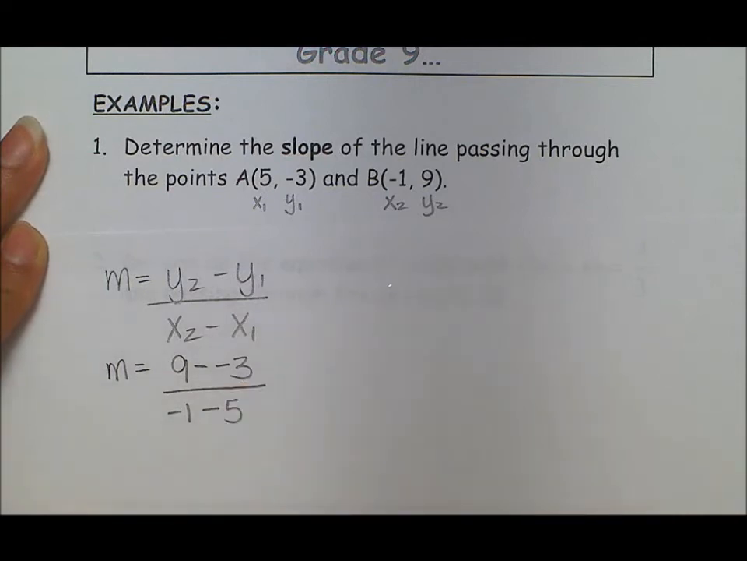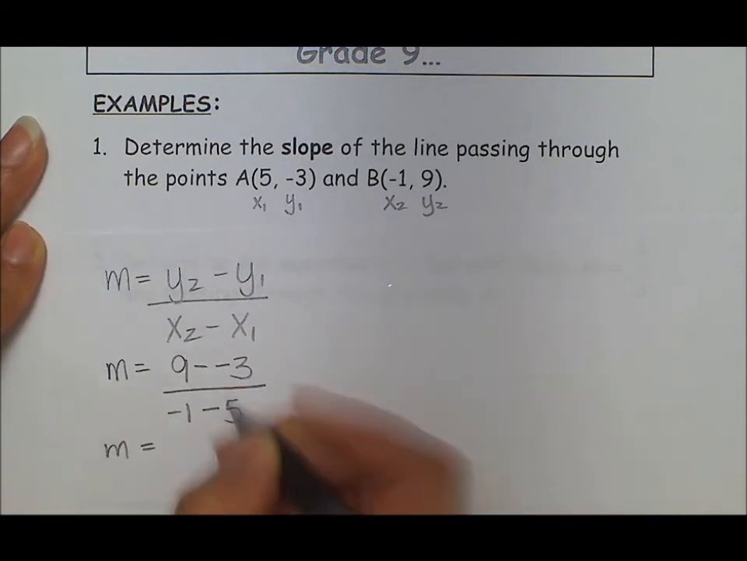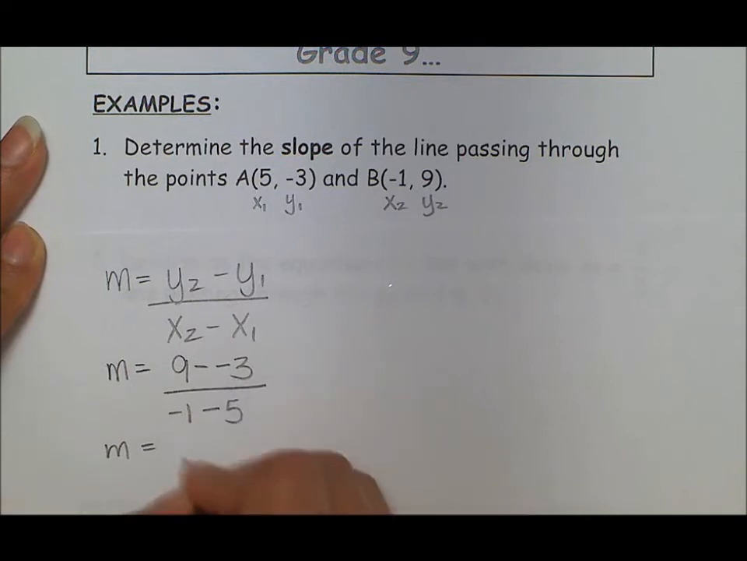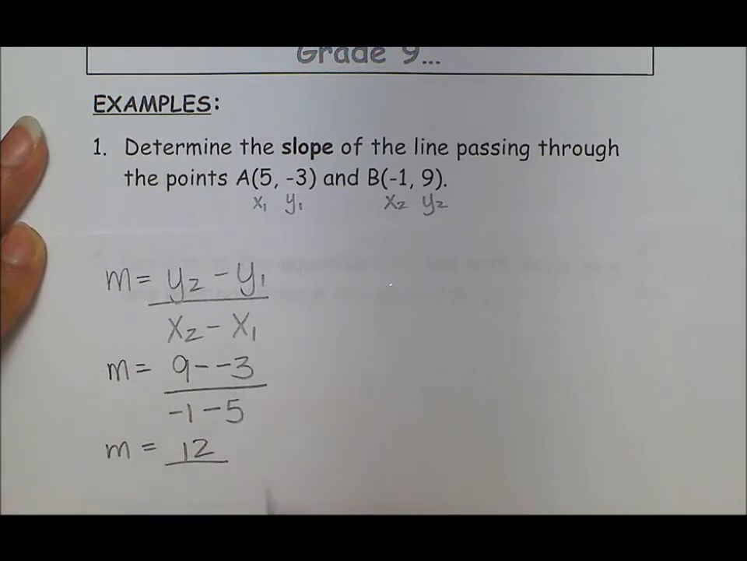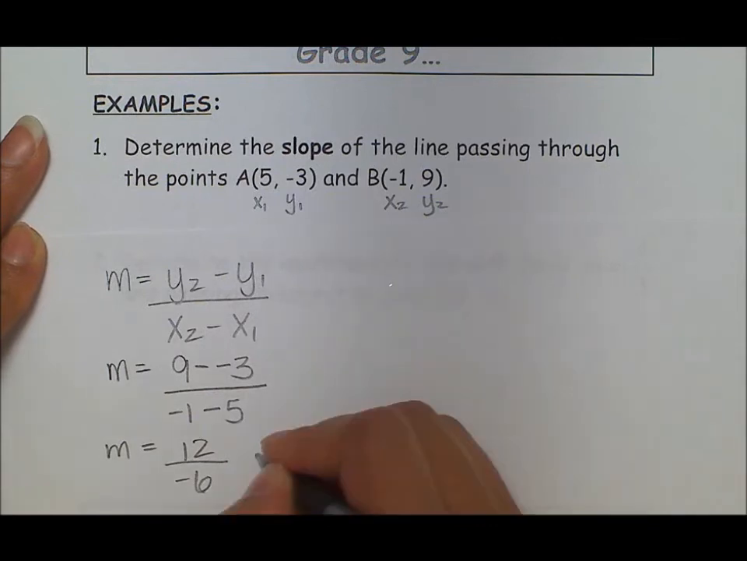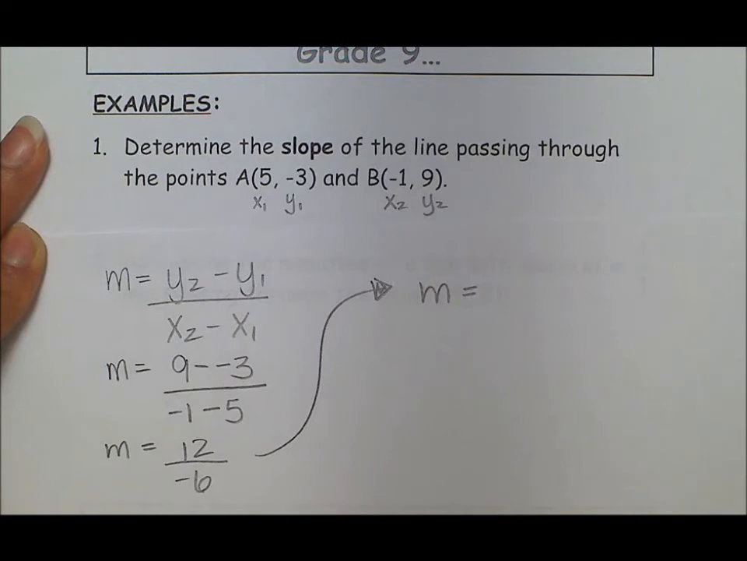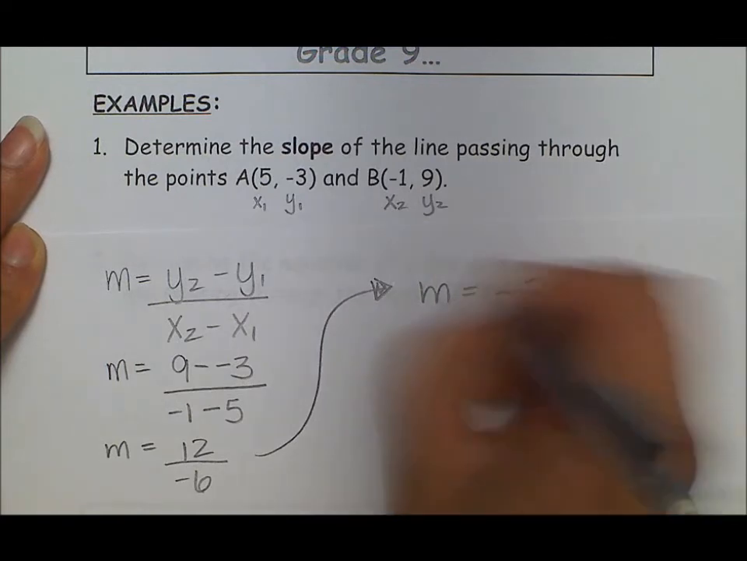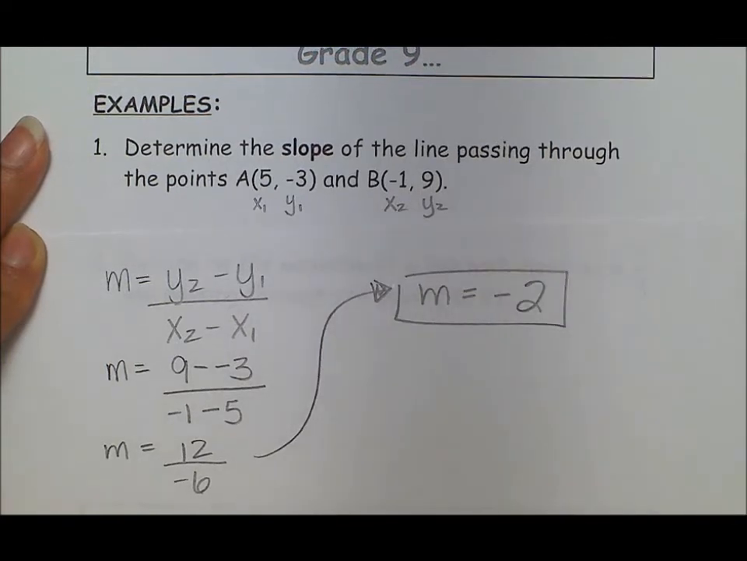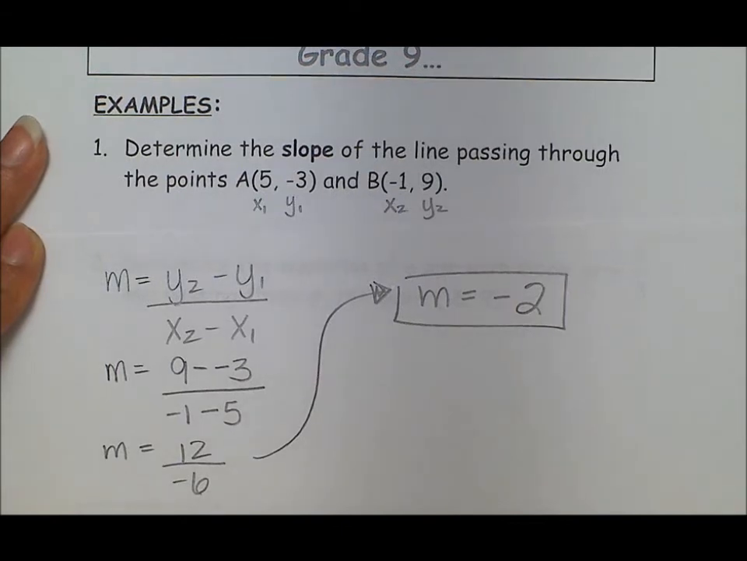And so 9 minus negative 3 is 12, and negative 1 minus 5 is negative 6. If you can reduce your slope further, please do. In this case, we get the slope is equal to negative 2. That's all we had to do for the first one. Let's take a look at the second example.